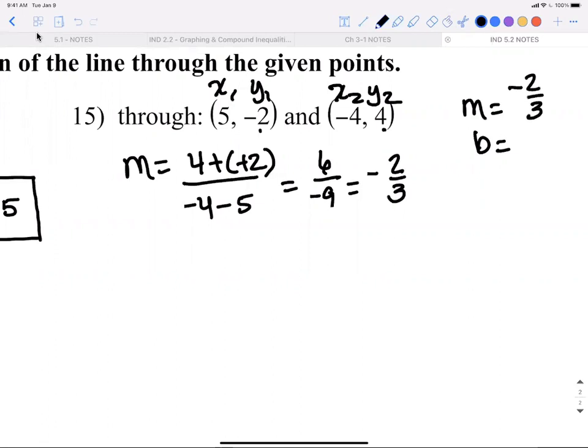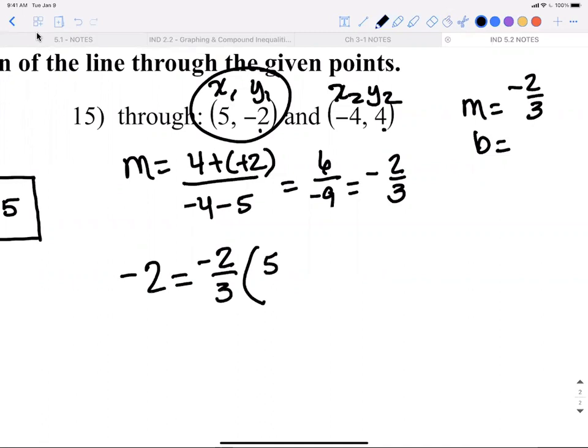Nice. Now I'm going to pick either point. Doesn't matter which. I'll pick this one this time. You're going to get the exact same b either way. So I'm going to go y, which is -2, equals the m I just found times my x, which is a 5, okay, plus b. -2 equals, when I take -2/3 times 5, I get -10/3 plus b.